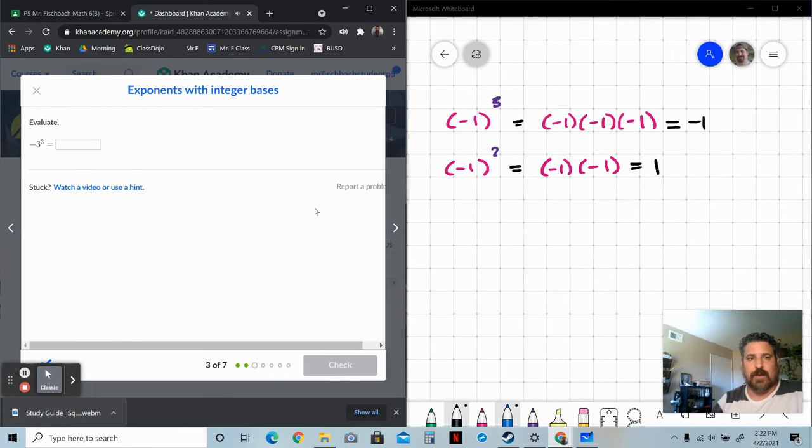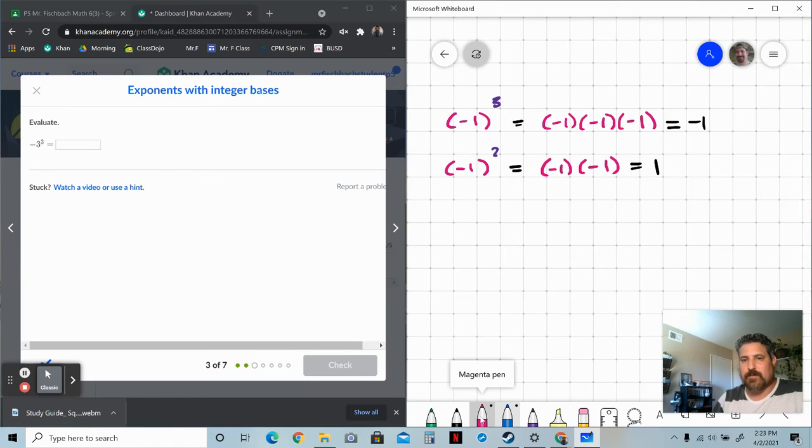For the next one, you've got -3 to the third, but this is different because this time the base is now not in parentheses. So it's really negative and then 3 to the third power. The base is actually just the 3, all right? So the exponent only applies directly to what it's touching. It doesn't apply to the negative in front. This is negative times the quantity of 3 to the third.